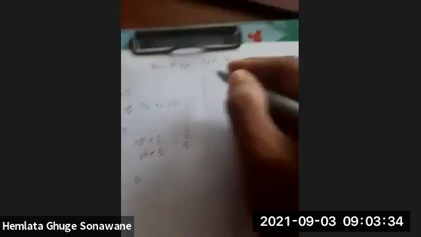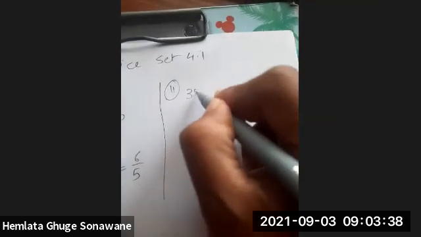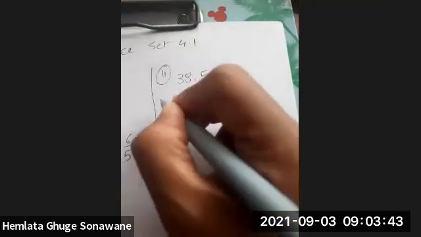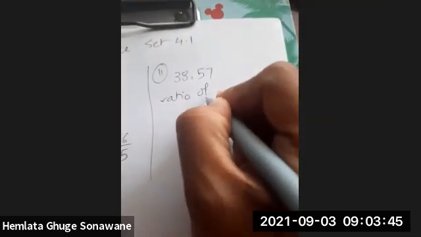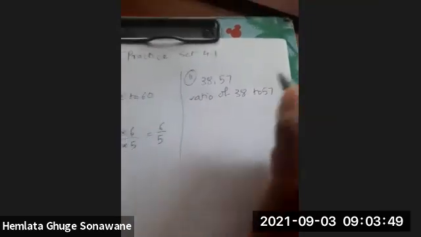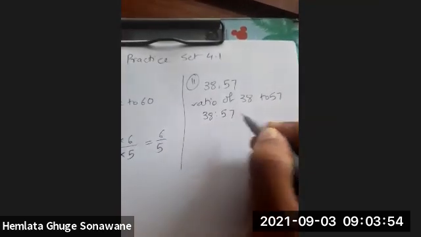We'll take the second one. The second one is 38 and 57. That is the ratio of 38 to 57. We will write down 38 as to 57.